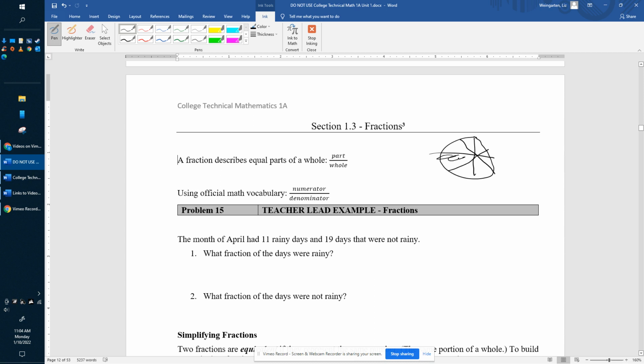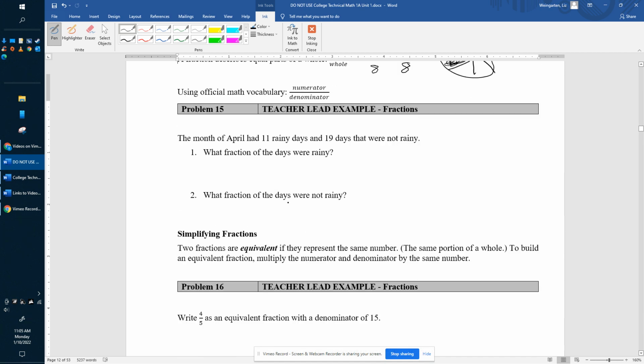If we look at one of these pieces, that is our part. If we look at the entire pizza, how many pieces of pizza are in the entire pizza? There are 8. So that's what we're talking about. One piece is the part over the whole. If we had 3 slices of pizza, it'd be 3 parts over the whole. And again, official math terminology is going to tell us that we have a numerator. The numerator is what we consider the part, and the denominator is the whole.